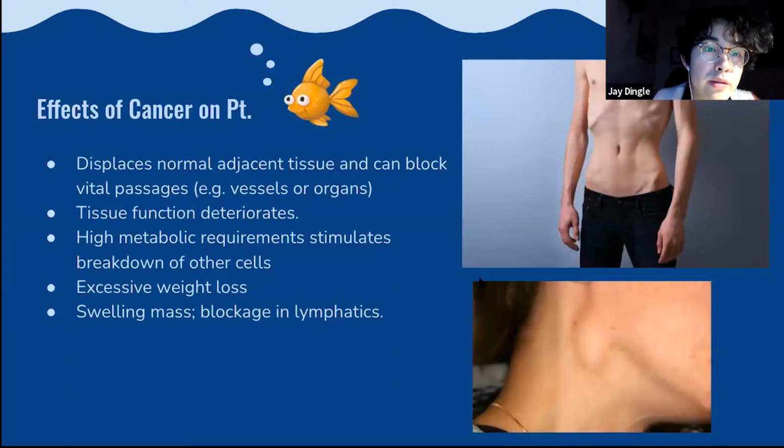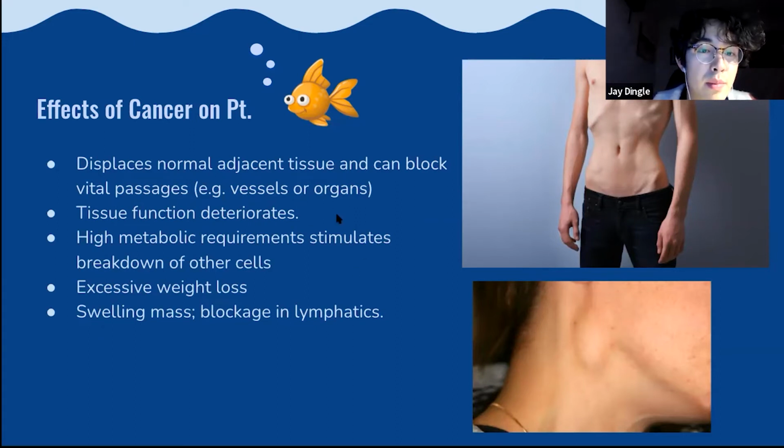On the more clinical side, so effects of cancer on the patient. So it displaces normal adjacent tissue and can block vital passages such as vessels or organs. Often tissue function would deteriorate. And again, linking back to the characteristics of cancer cells, this is because cancer cells are immature and cannot carry out their specialized functions, and so cannot carry out the function of the tissue. So that's why that deteriorates.